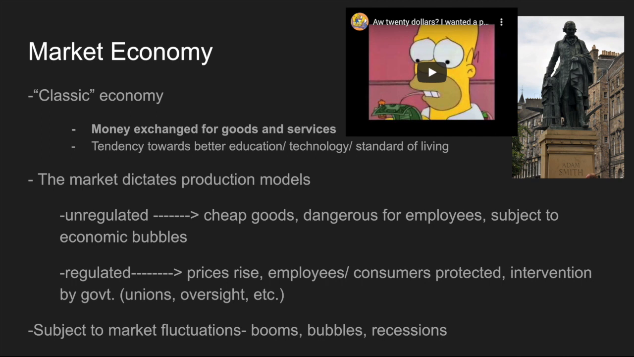So fidget spinner, cheap, pretty easy to make. You need some ball bearings, you need some plastic, and in this case, you need some LED lights and maybe a battery. Dangerous for the employees, which means they want to pump out this product so quickly as this economic bubble expands, as the market wants more and more of these light up fidget spinners. They're not going to take a lot of time to set up that factory in a safe way.